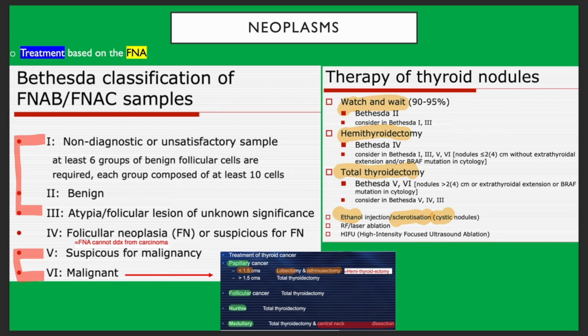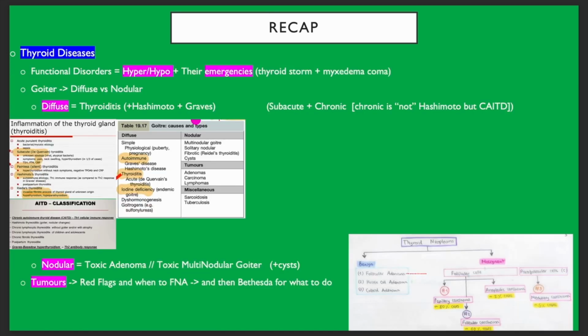For a cystic nodule, you can use ethanol or sclerotherapy for the cysts. Purely cystic, not the complex cysts. So that's the treatment. That's it.